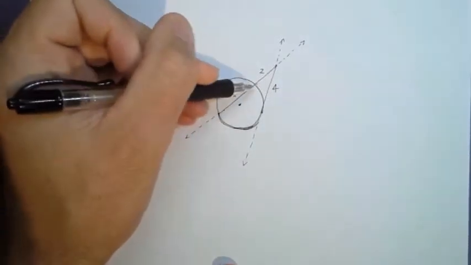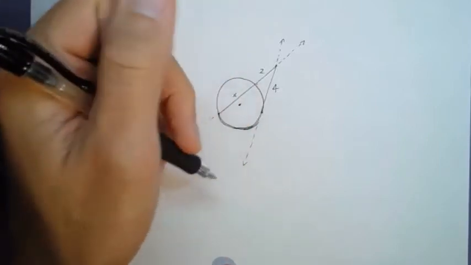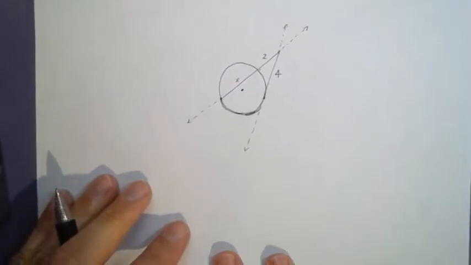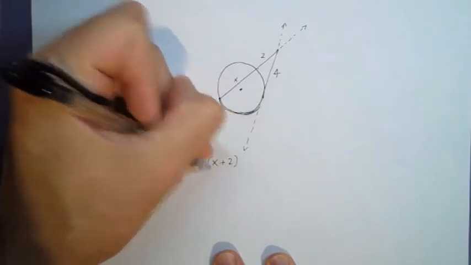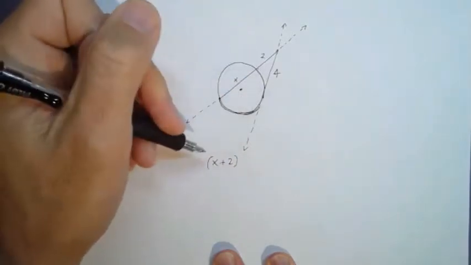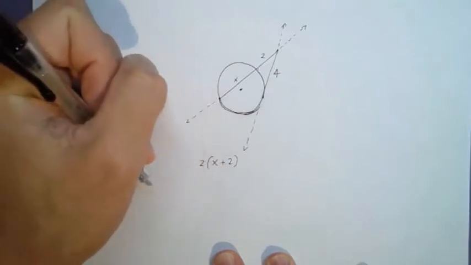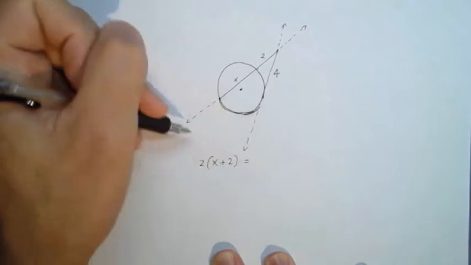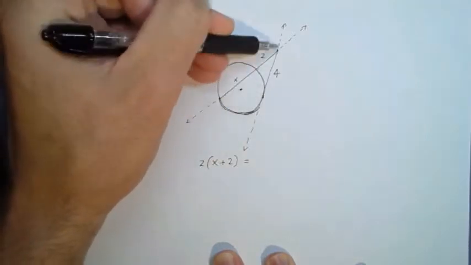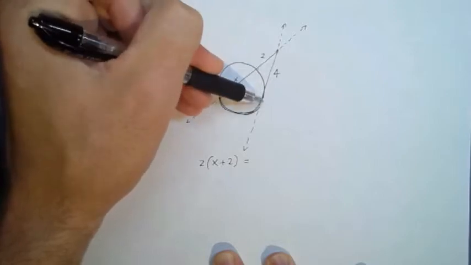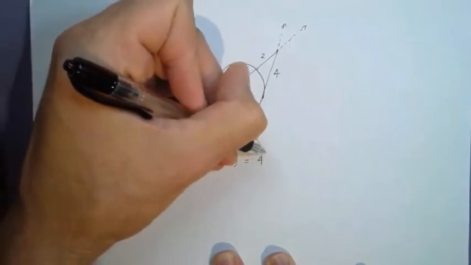So we will add up these two segments to find our secant. That gives us x plus 2 times the external part. That is 2. I'll put it in front just for convention. And that is equal to the whole thing added together, which is 0 plus 4, is 4, times 4. That is 4 squared.